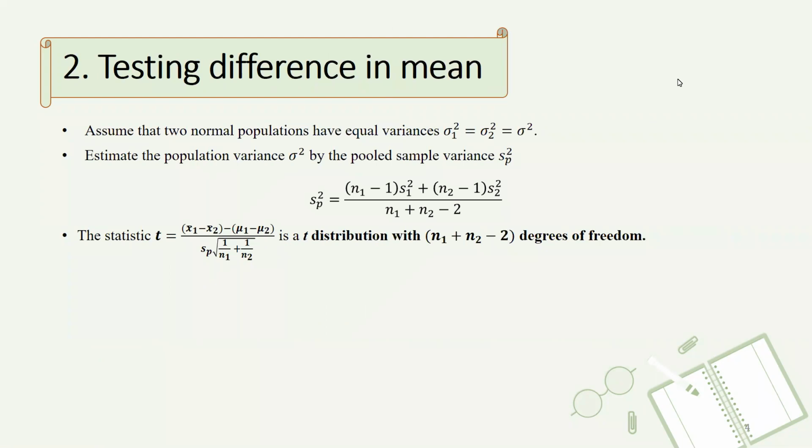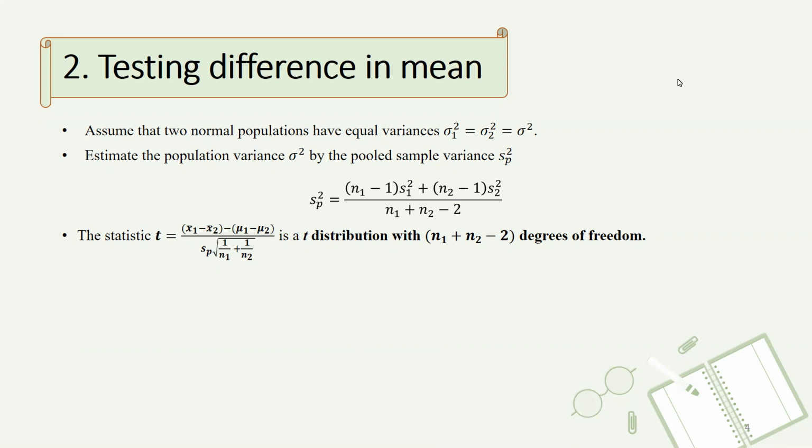So let's talk about testing difference in mean. Assume we have two data sets. They are two normal populations with equal variances. If we want to test whether the means of the two data sets are equal or not, we can first estimate the population variance by the below formula.